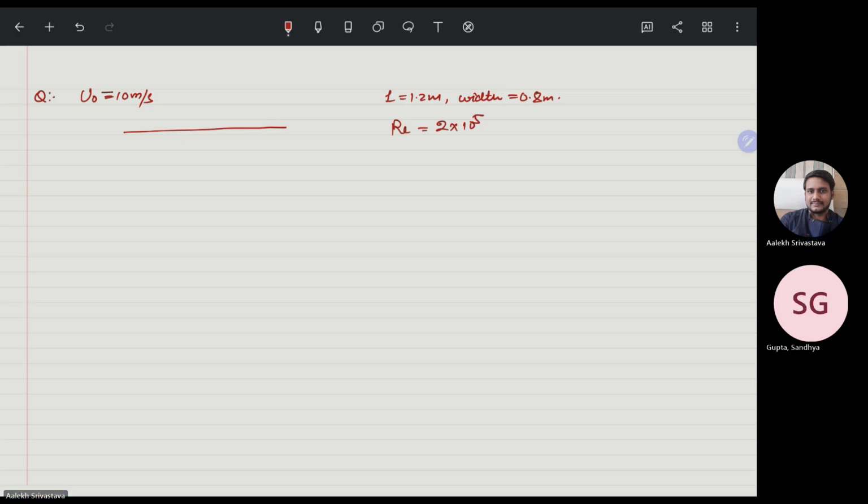This is the region where, from the laminar region, the transition region starts. It says, what is the maximum thickness of the laminar boundary layer with the velocity profile u by u0 is equal to 2 times y by delta minus y by delta?